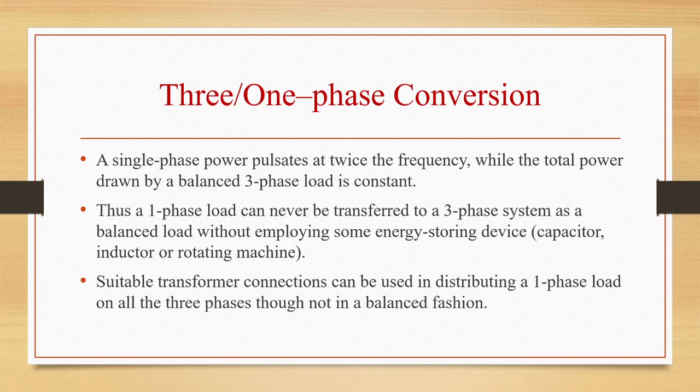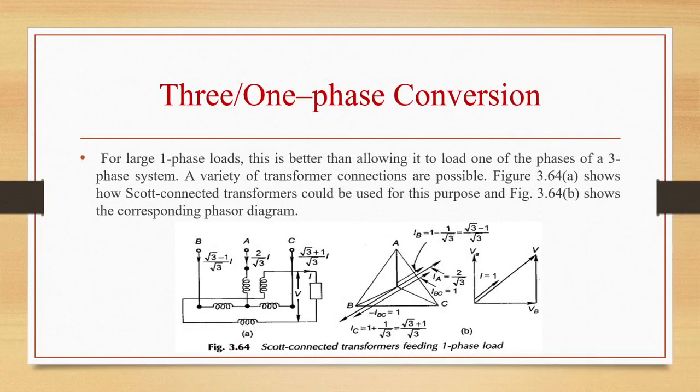So suitable transformer connections are used in distributing a single phase load on all the three phases, though not in a balanced fashion. So for a large single phase load, this is better than allowing it to load one of the phases of a three phase system. Variety of transformer connections are possible. So there are two figures here. Figure A is showing how Scott connected transformer can be used for this purpose and figure B is showing the corresponding phasor diagram. So three phase can be converted into a single phase. These are the circuit diagram and the phasor diagram.